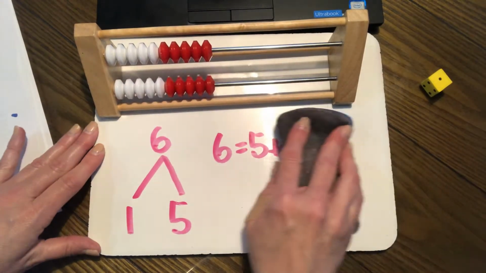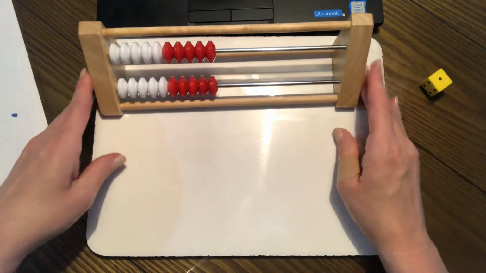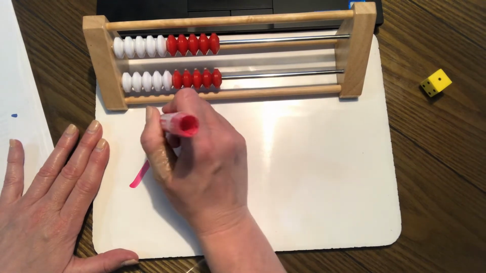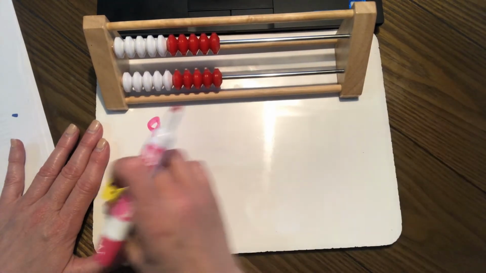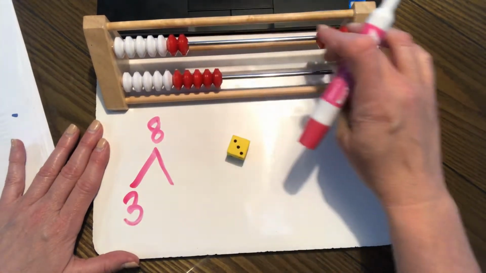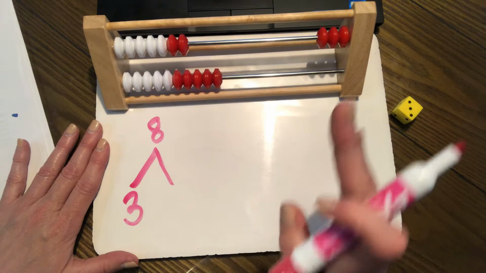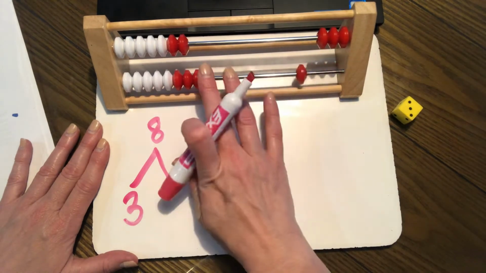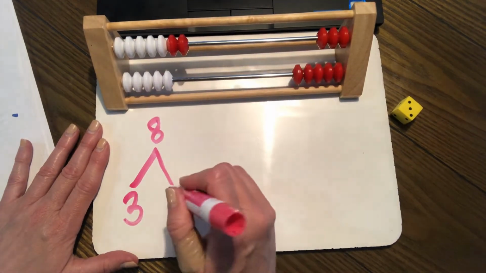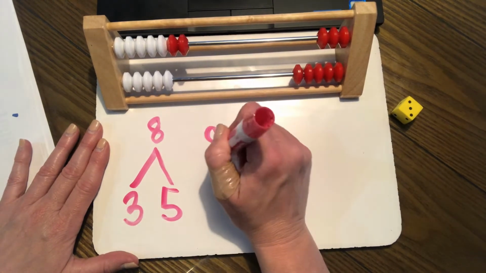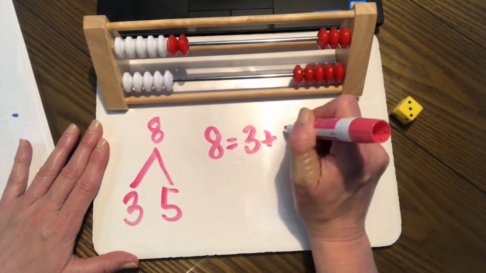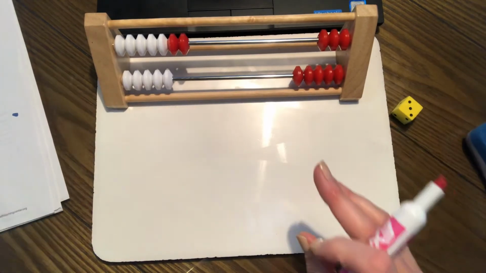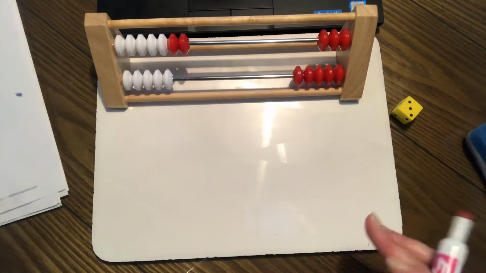All right, let's just do a few more. Let's pick a number that we haven't picked yet. Let's pick 8. And I'm going to start with 3. Again, my dice really likes the number 3 today. If I start with 3, how many more do I need until I have 8 in all? 3, 4, 5, 6, 7, 8. Looky there, all 5 beads again. So 8 is the same as 3 plus 5. Excellent job.